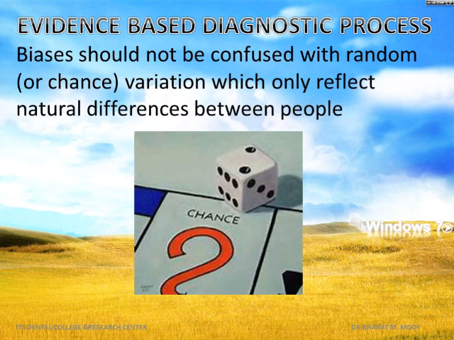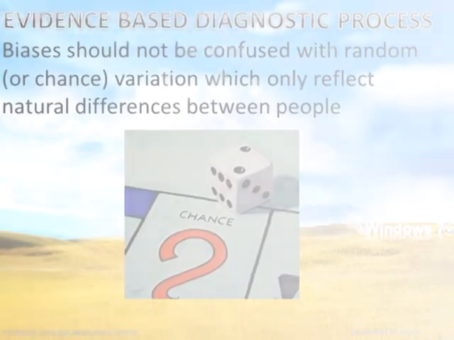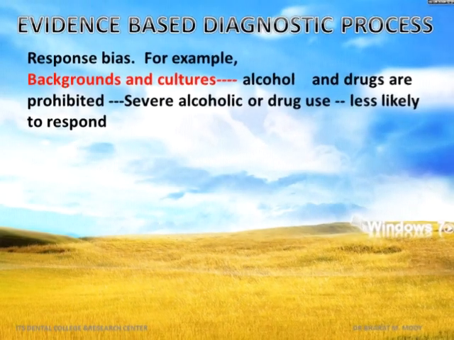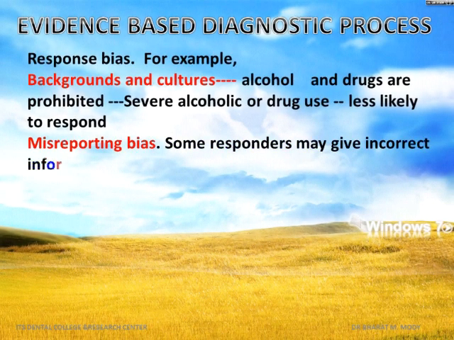Bias should not be confused with random or chance variation, which reflects natural differences between people. People are going to be different, they are not going to be all the same, and that difference is chance. But bias is something which you do wrongly.